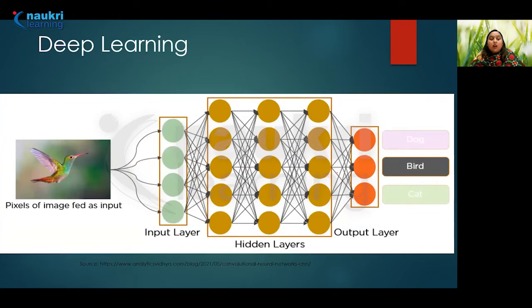This is exactly how a deep learning network looks. We are feeding it an image and it goes through various hidden layers. And then in the final output layer, we get the category of the image, whether it's a dog, bird, or a cat.